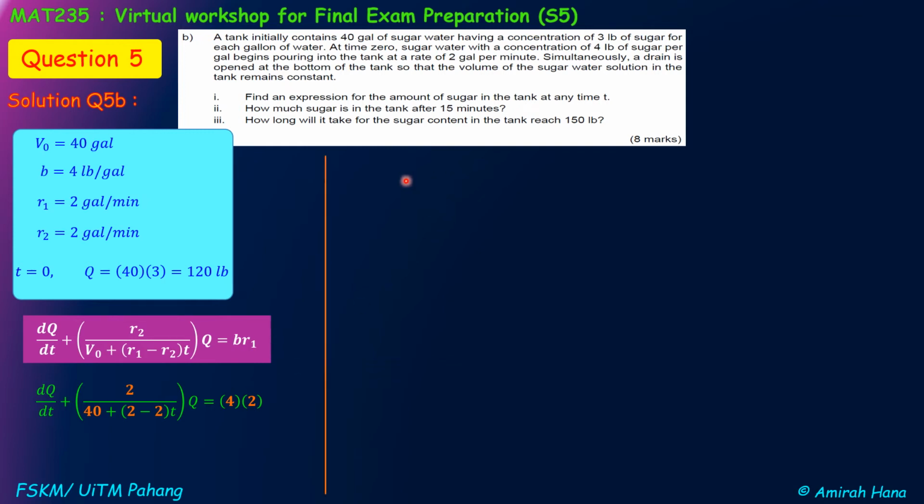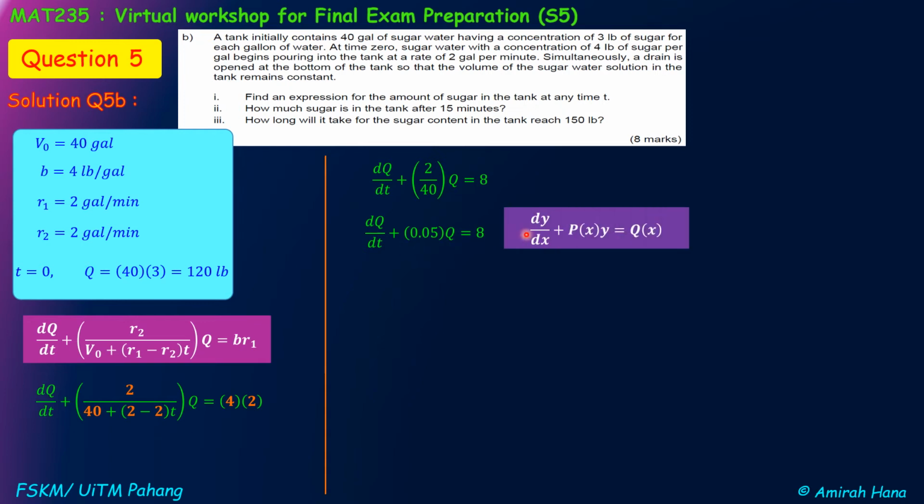After that, we have dq over dt plus 2 over 40 plus 0t, equals to 40, and then q equals to 8. Then we solve 2 over 40 equals to 0.05. This is actually similar to the linear equation from the previous video. We have dy over dx plus p(x)y equals to q(x), from linear equation. But now for variable y we use Q, and for variable x we use t for time.